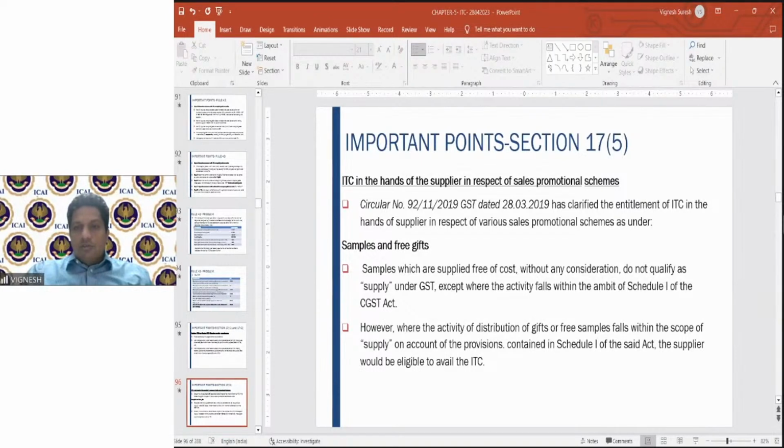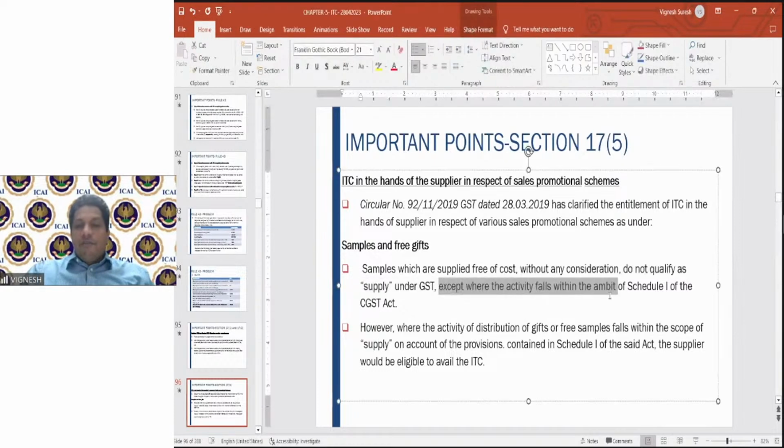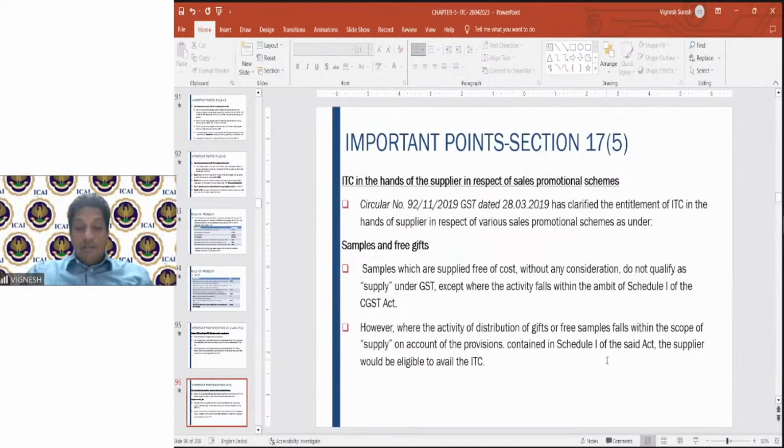Good morning, Viraj. Good morning, Ramnath. Good morning, Sriram. Can any one of you tell me what you mean by this: except where the activity falls within the ambit of Schedule 1? I just want to test your memory and see where you are with regard to the previous sessions. Don't refer. If you refer, then your answer won't be counted. Without referring to Schedule 1, you have to tell me.